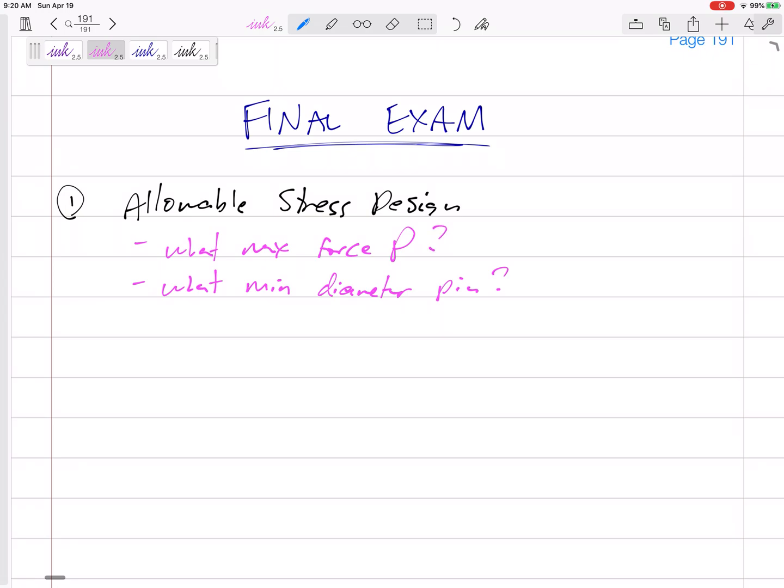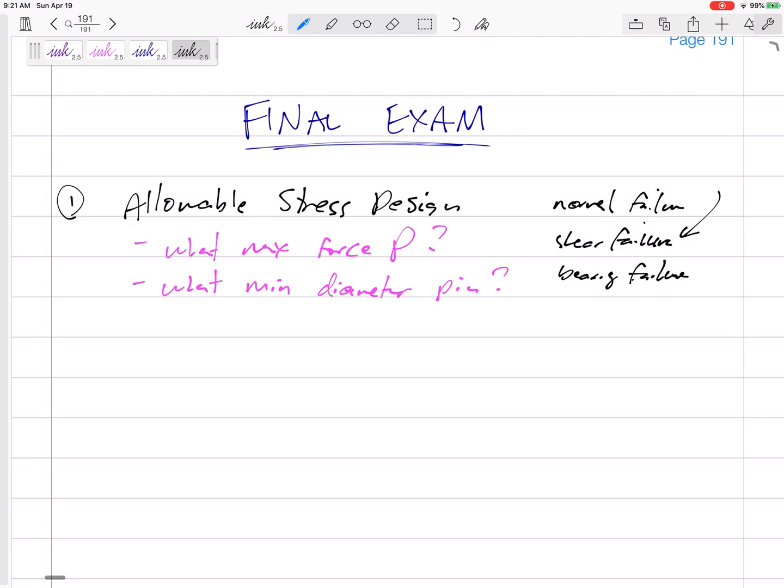So remember, in the next 2 lectures, I'll go back over at least 1 example for all 6 of these final exam problems. But go back to that section, go back to that test, go back to that test review, go back to that homework, right? And make sure you can handle an allowable stress design problem. Make sure you test normal failure, shear failure, and bearing failure.